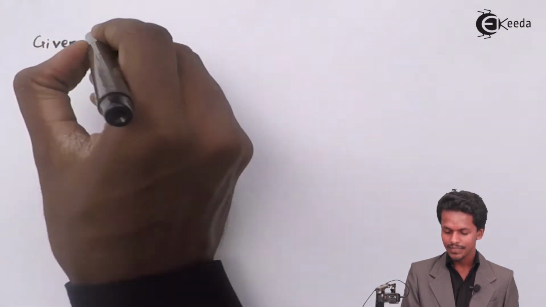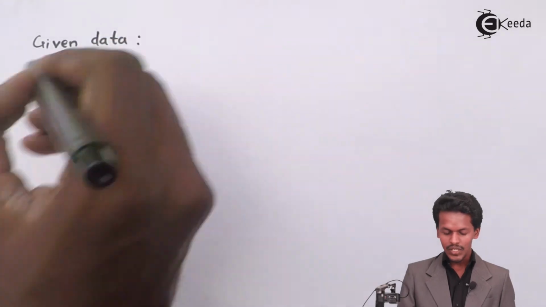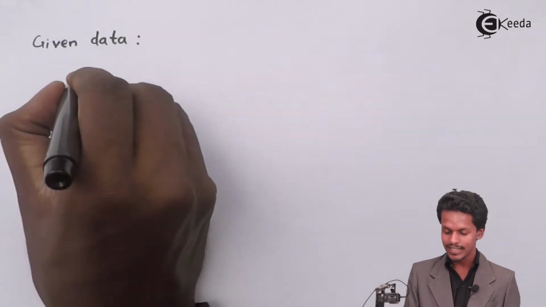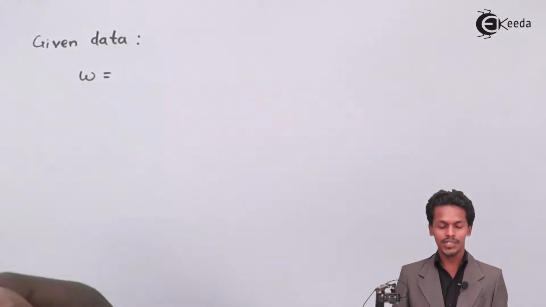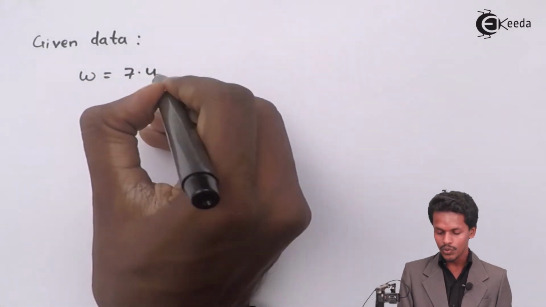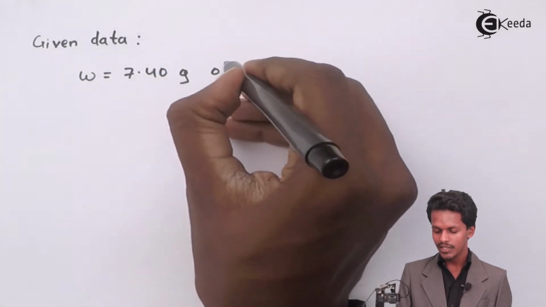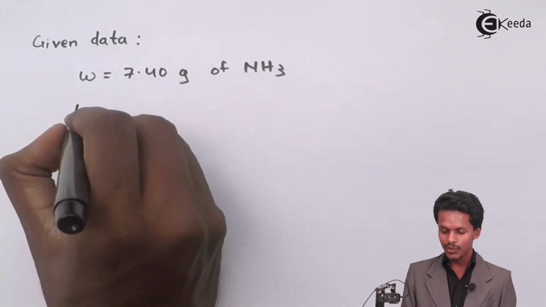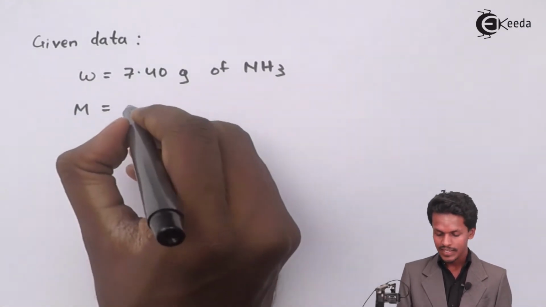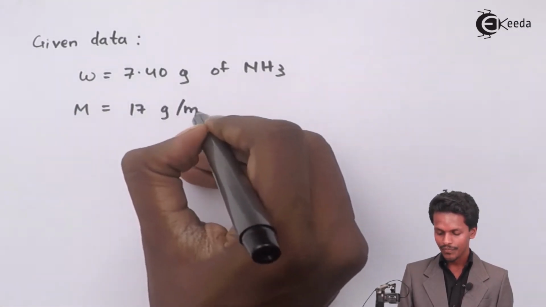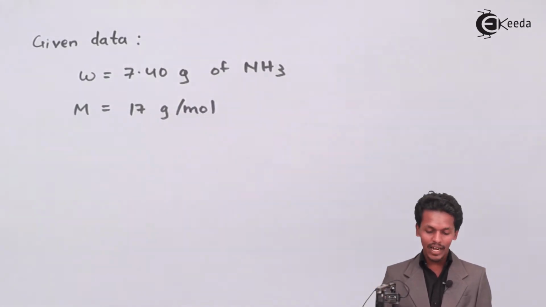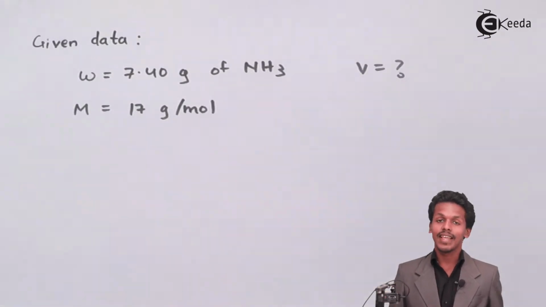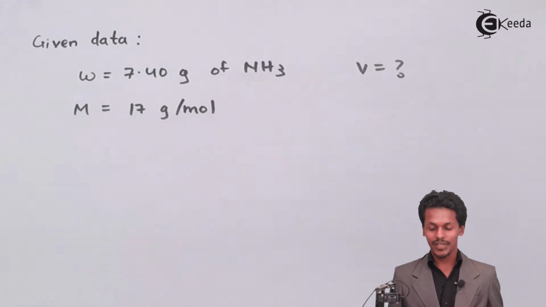So the given data: first of all, they have given us the weight of the ammonia. So I would write it as W, which denotes the weight, which is 7.40 gram of NH3. They have also provided the molecular weight, which I am denoting by M, as 17 gram per mole. As well as they have mentioned that we have to calculate the volume, and in this case they have provided us STP. STP means standard temperature and pressure condition.